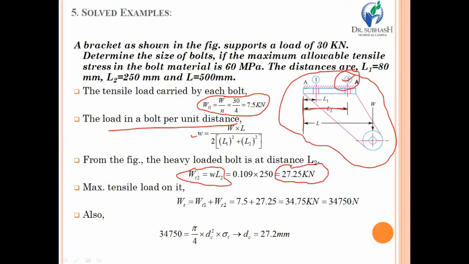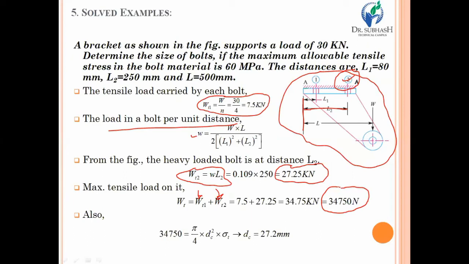Now, the maximum tensile load on that particular bolt number 2 will become WT1 plus WT2 that we have recently calculated. So by summing up both of the loads, you will have the total load that acts on the most heavily loaded bolt.